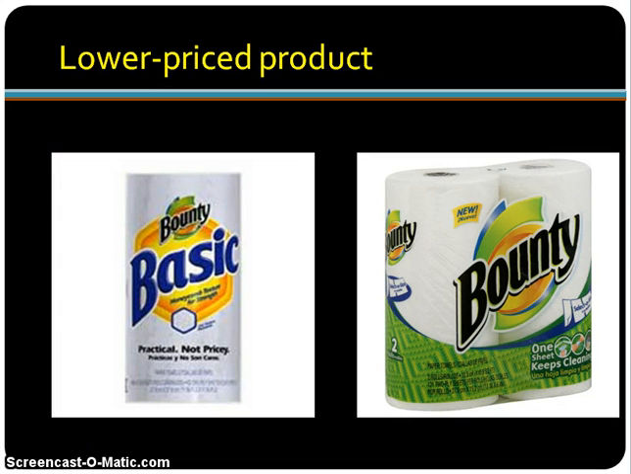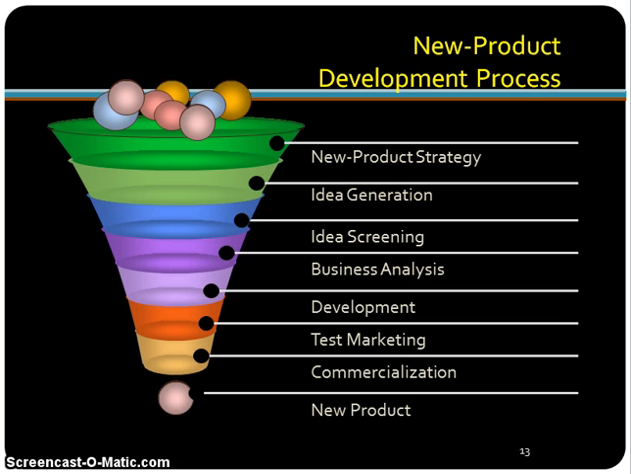A last kind of a new product can be a lower price product. So Bounty was already a market leader in the disposable paper towel segment, but a few years ago when they launched Bounty Basic, that was just a new lower priced product alternative. And so since it was a different product, it became a new product for the seller.